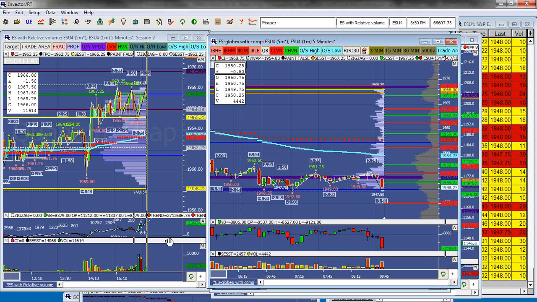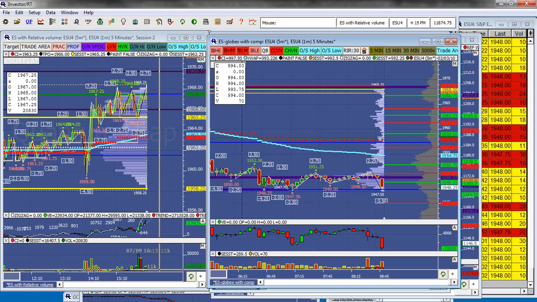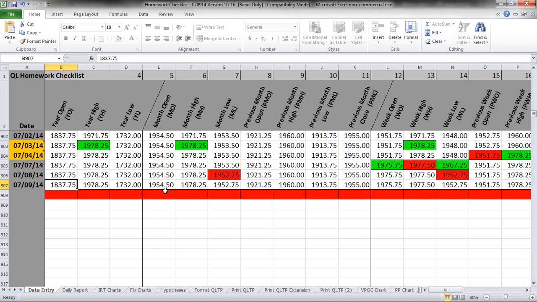Our open of the month was 1954.50. So you're going to keep an eye on this 1954.50, mainly because it'll determine whether July is currently bearish or bullish. The other one that you want to pay attention to is this 1921.25, which was our previous month open. Those two numbers have to be written down in your journal, and watch for them very closely.